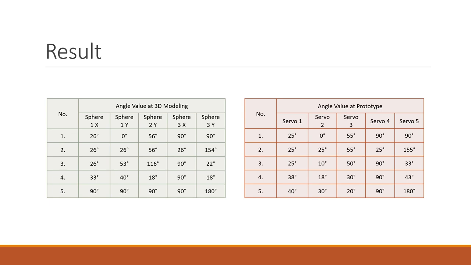After we did the first experiment, we try on the second experiment to move the target position a little bit wider on the wrist, so we can see whether the wrist can move according to the desired position or not. We can see on the sphere 3x on the modeling, the value is 26 degree and sphere 3y is 154 degree. And on the prototype, we can see servo 4 has 25 degree and servo 5 is 155 degree.